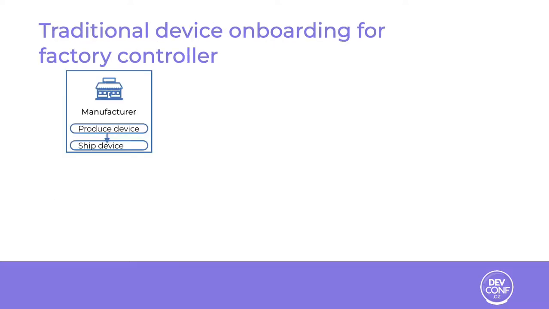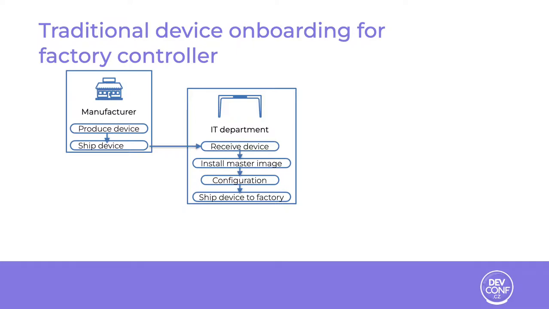So the steps that normally would happen during onboarding is a company purchases a device from a manufacturer, and the manufacturer then ships that device to the IT department, where after they receive the device, they have to then install the operating system, usually by a master image. After that, they perform configuration, and then they ship the devices out to, in this case, a factory, because my example is, for example, a factory controller.